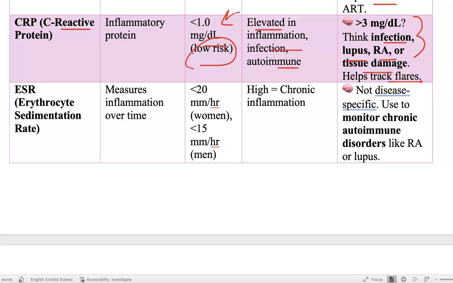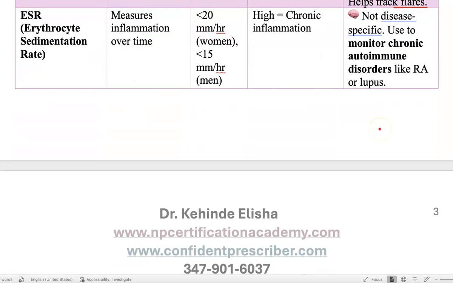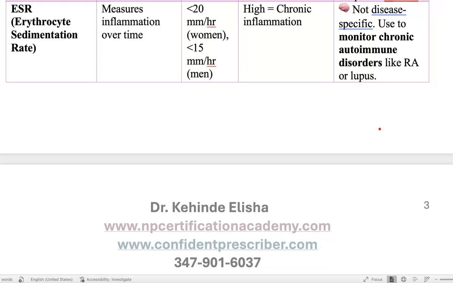So if you have been struggling with immunology, if you have been struggling with hematology, if you have been struggling with serology, listen, it is because you don't know your numbers and you don't know how to interpret them. That's it. Period. Okay? It is all about numbers. It's all about labs. It's all about interpretation.